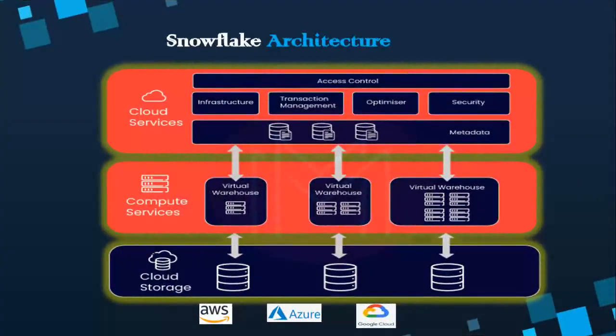So let's discuss Snowflake architecture here in depth. There are three layers in Snowflake. One is the cloud storage layer, the computing services layer, which is also called the query processing layer, and the cloud services layer. The first layer is cloud storage.